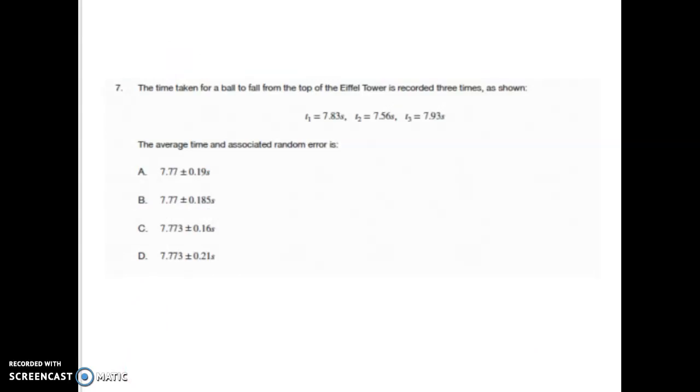Try this question to see if it makes sense. The time taken for a ball to fall from the top of the Eiffel Tower is recorded 3 times. So you've got 3 different measures. What would be the random error and what would be the average time? Stop the video and give it a go. Right, the answer is A.